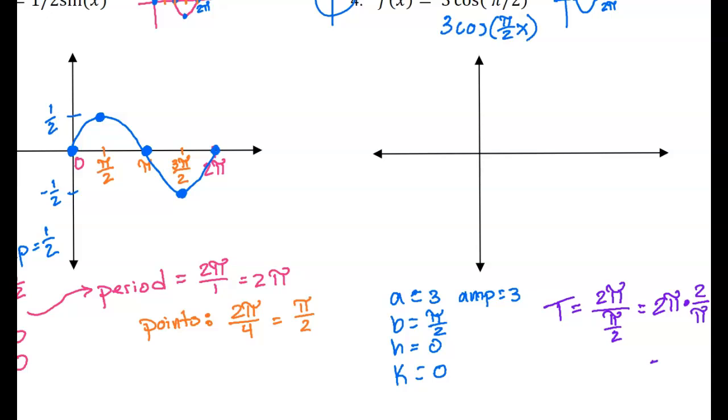What happened? Yeah. So this has been stretched by 4. I'm sorry, horizontally by 4. Sorry. Thinking about too much at once.